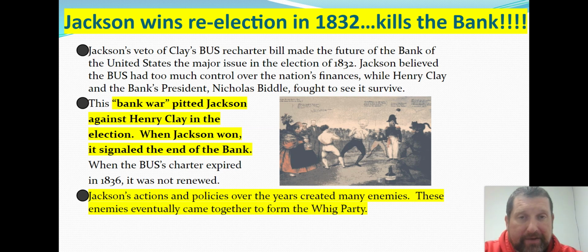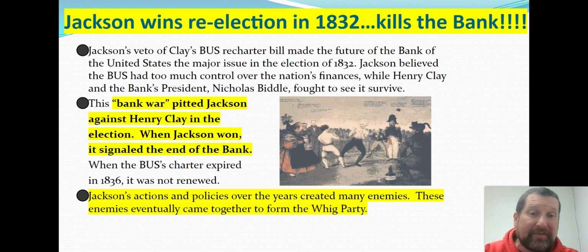By this point, Jackson's out of office. He had served his two terms. He had created many enemies over the years. We can talk more about King Jackson and some of our analysis, his ignoring of the Supreme Court in the Trail of Tears, just his political demeanor.